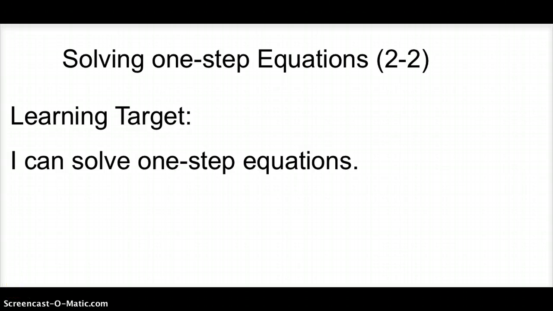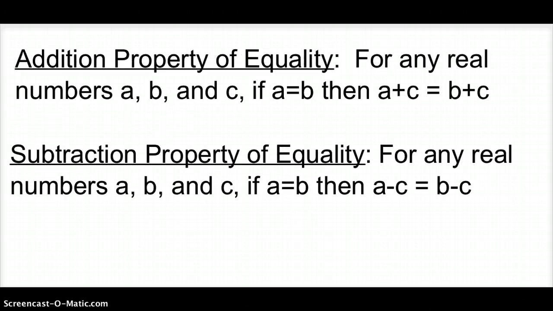Okay, and let's just look at a couple of properties that'll help us to be able to solve these equations, and they'll help us with all equations, not just the one-step ones. But first, the addition property of equality says for any real numbers a, b, and c, if a equals b, then a plus c is going to equal b plus c.